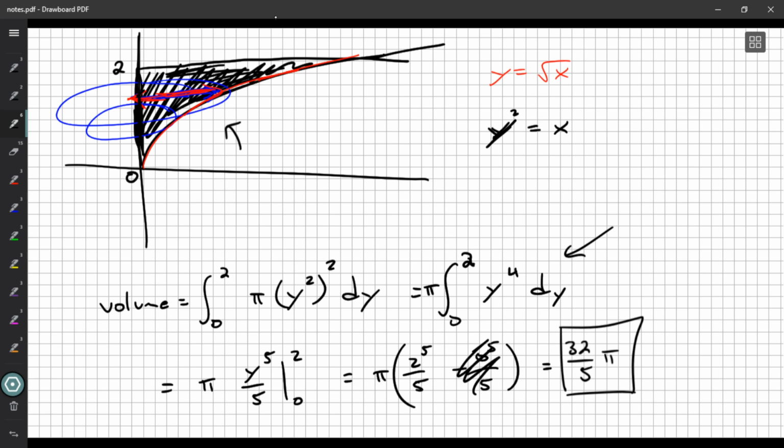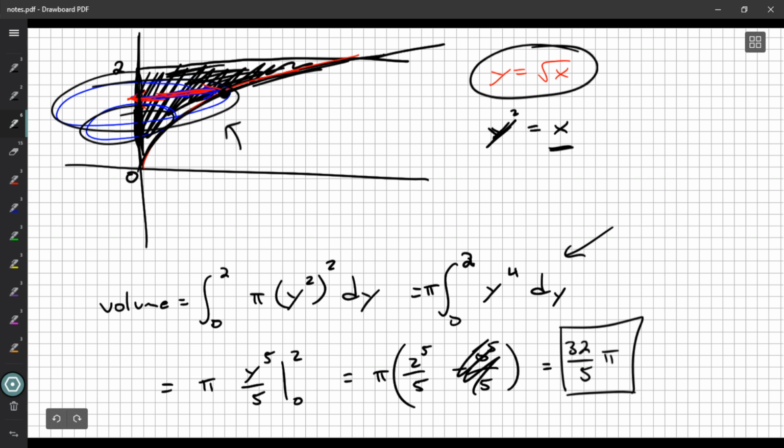You just have to stop and think, what should be the radius for all these cross-sectional circles that we've got? Okay, well, how far away is my curve from the axis? Well, it's the x-coordinate away. So we need to rearrange to solve for x. So we were given y equals root x, but we should rewrite it as x is y squared.